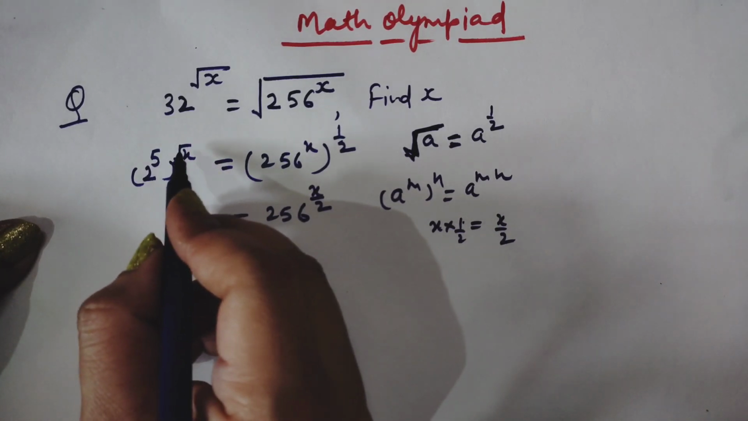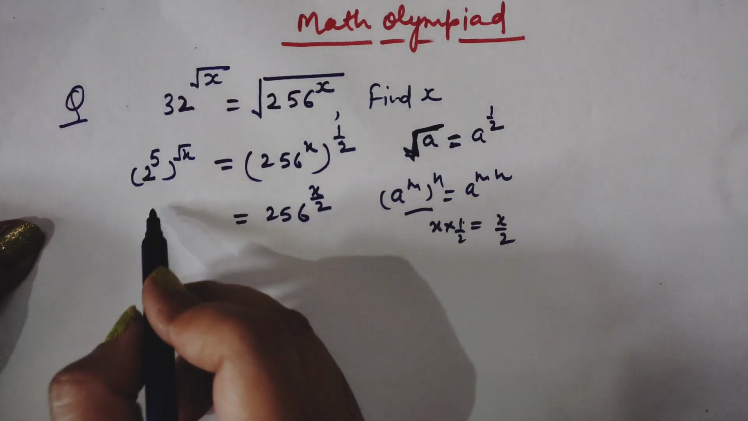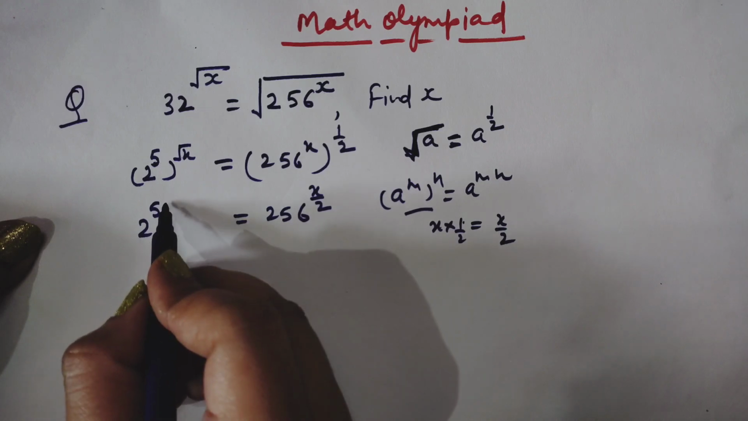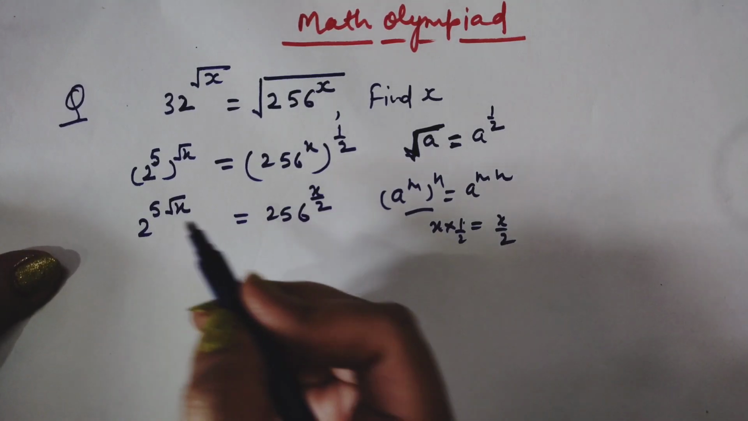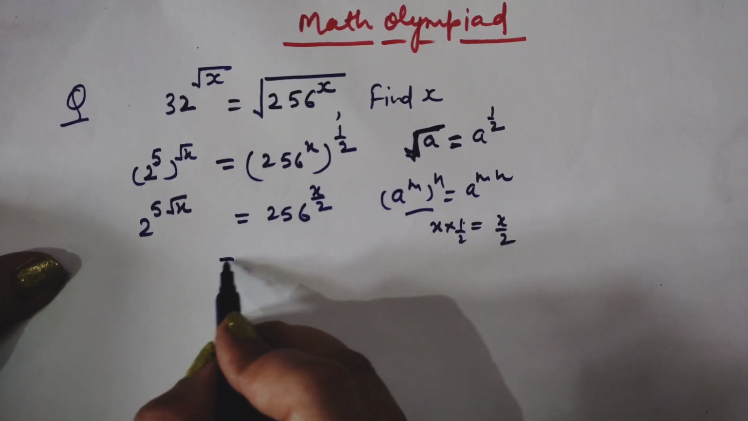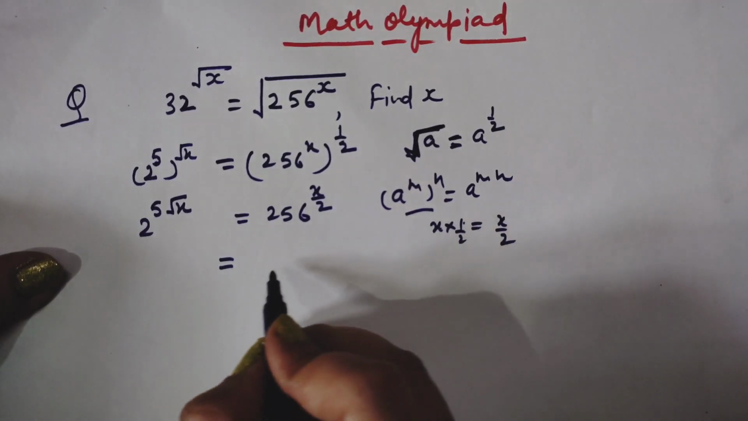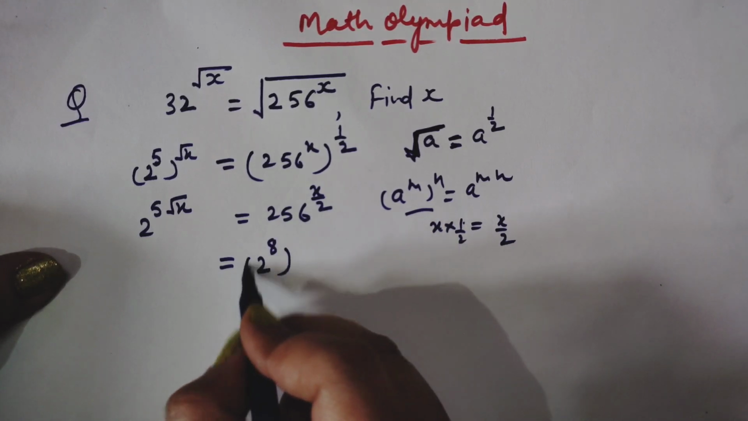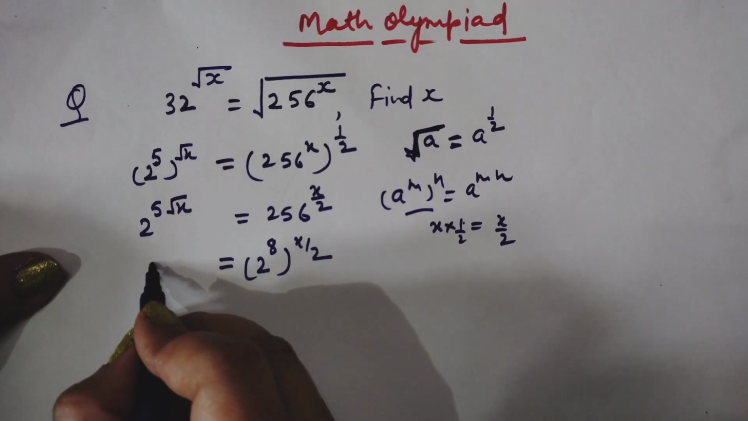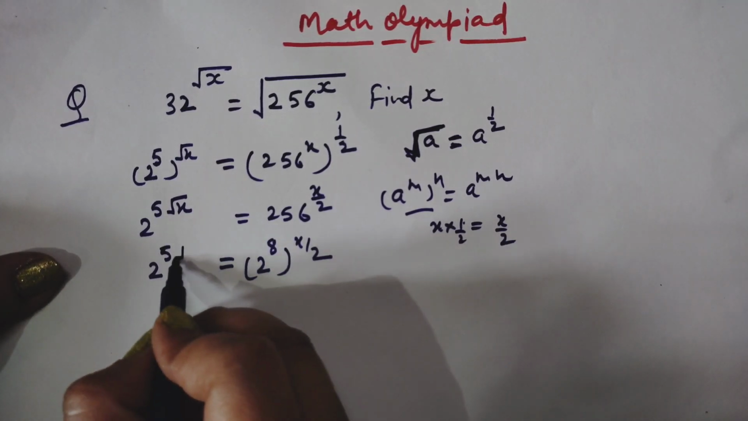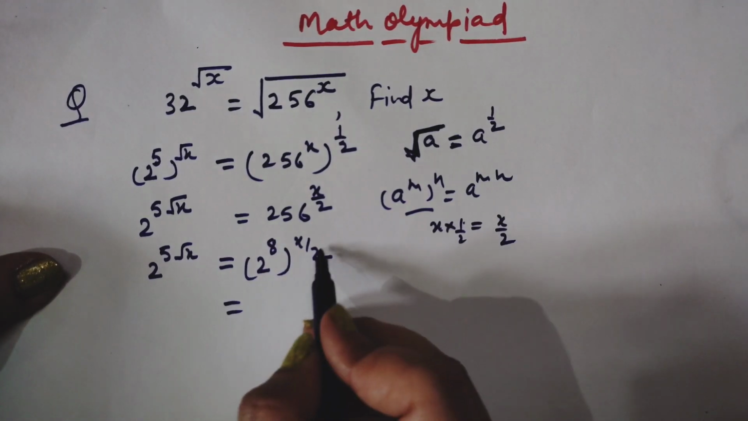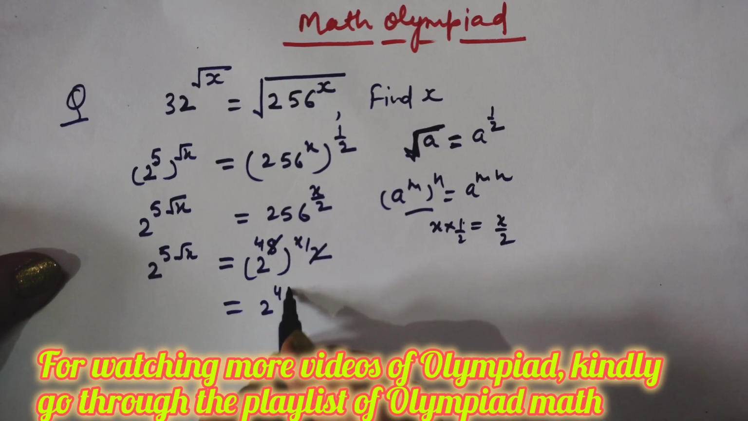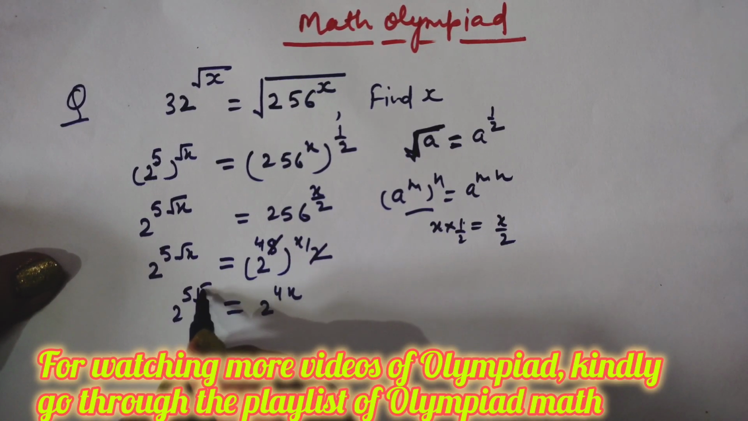Again we are using the exponent law: power to power is multiplied, so it will be 2 raised to the power 5 root x. Now 256, if you multiply 2 eight times, you get 256. So 2 power 8 is 256, and the power is x by 2, and 2 power 5 root x is as it is. After that, 8 into x by 2 cancels to 4 times x, so we get 2 power 4x and 2 power 5 root x.